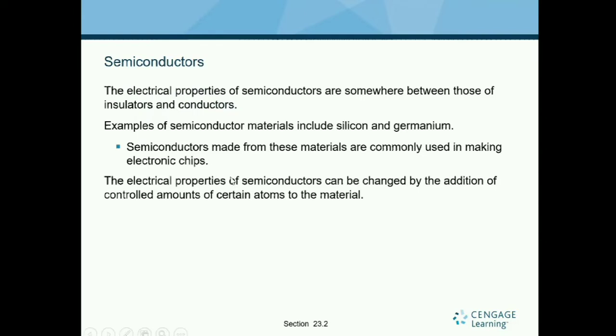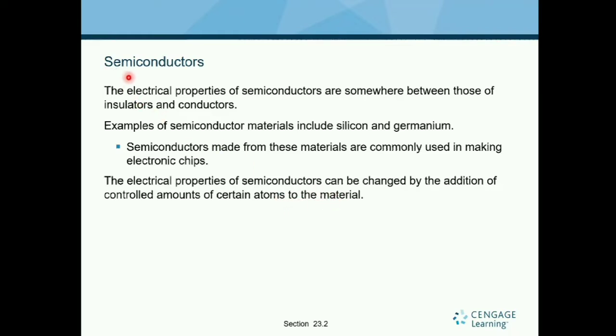So conductor, insulator, and then semiconductor. So what's semiconductor? The electrical properties of semiconductors are somewhere between those of insulators and conductors. Examples of semiconductor materials include silicon and germanium. Semiconductors made from these materials are commonly used in making electronic chips. The electrical properties of semiconductors can be changed by the addition of certain atoms to the material.